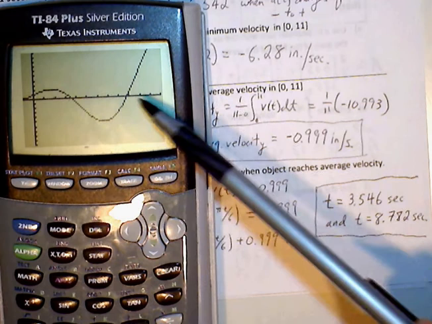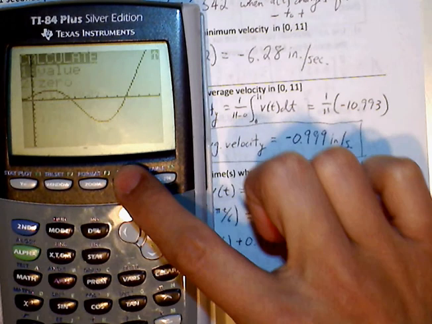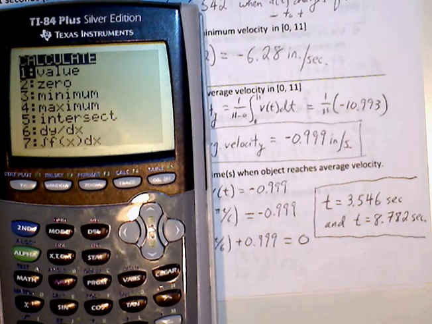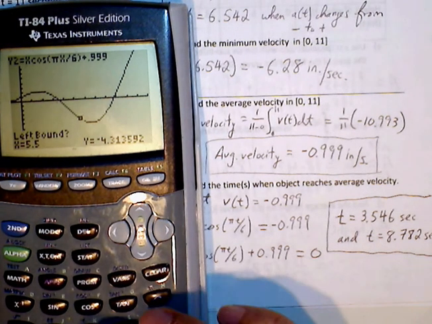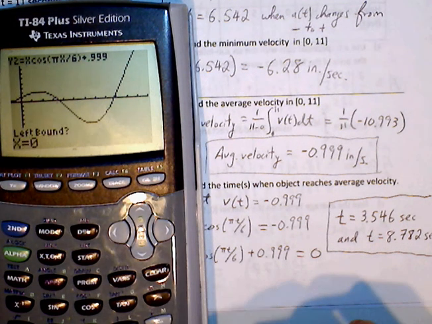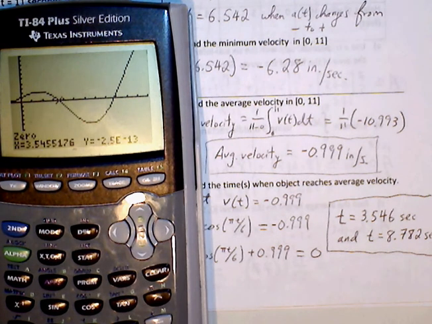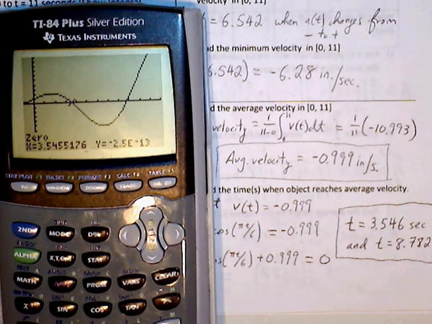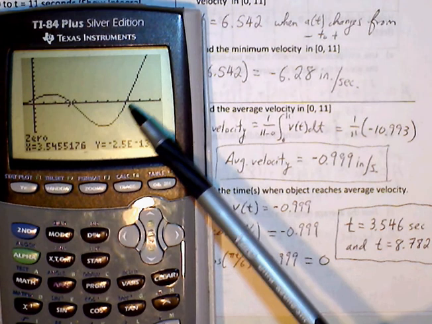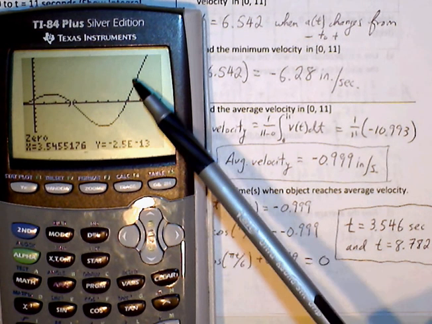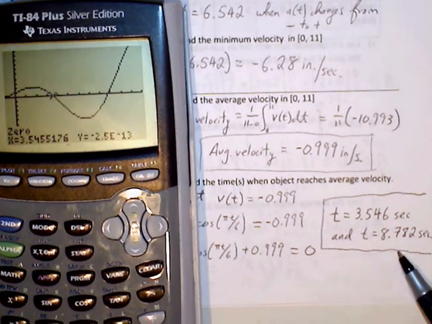seconds. To find these points, we can simply use the zero feature under calc. So go to second trace, and hit zero. Left bound is 0, right bound being 4. And we can identify our first x value being 3.546. We're going to repeat that, and we can choose values between 7 and 9 to locate the other x-intercept, which is at 8.782 seconds.